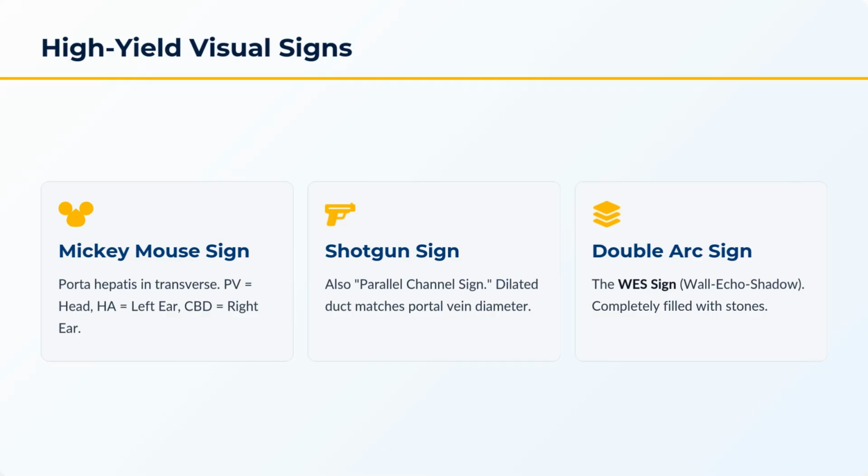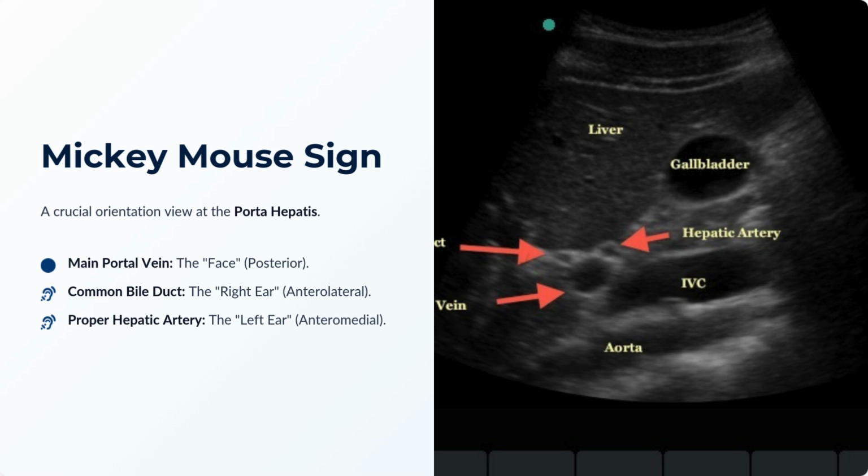Visualize the wall, the echo of the stone, and the shadow. This orientation at the porta hepatis is high yield. The main portal vein is posterior, the CBD is anterolateral, and the proper hepatic artery is anteromedial.